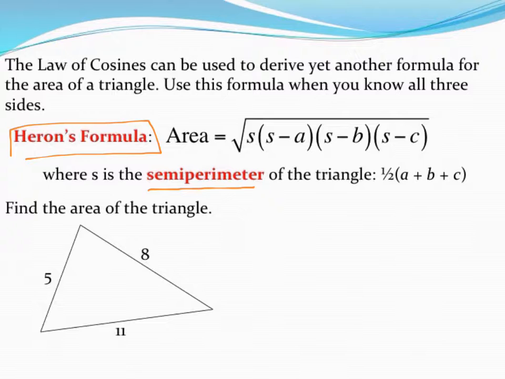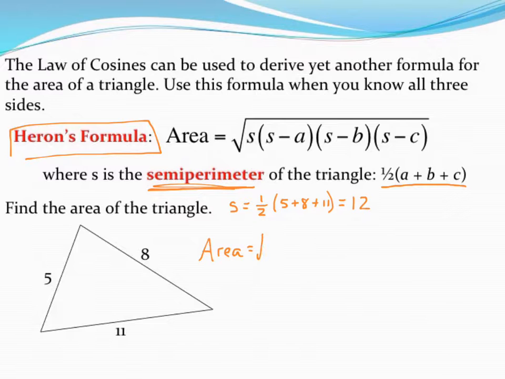So the way it works is, first I need to find the semi-perimeter of the triangle. The semi-perimeter is just half of the perimeter. So to find the semi-perimeter, we add up the three sides and divide by 2 or multiply by a half. So let's go ahead and do that first. The semi-perimeter of this triangle is a half the sum of the three sides, which are 5, 8, and 11. So adding up 5, 8, and 11 and dividing that by 2, I find the semi-perimeter of this triangle to be 12.